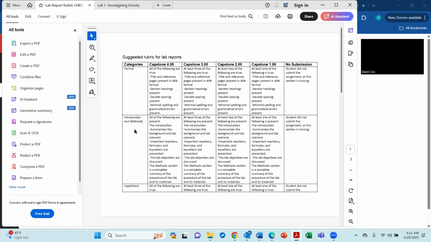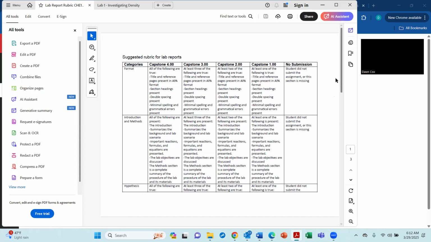Now, remember that the hypothesis is in the introduction section. However, the hypothesis is one of the most important parts of the lab because it sets you up for what the goal of the lab is. If your hypothesis is incorrect, you're not doing the lab correctly, right? So it's important enough that it deserves its own category here, and it does get one.